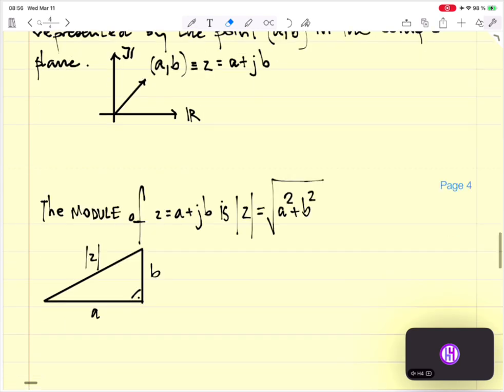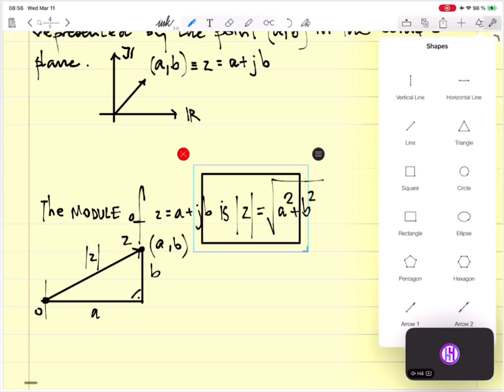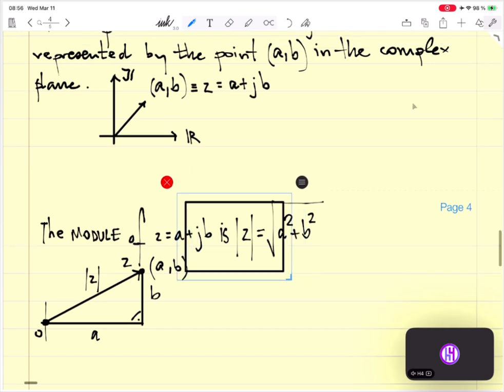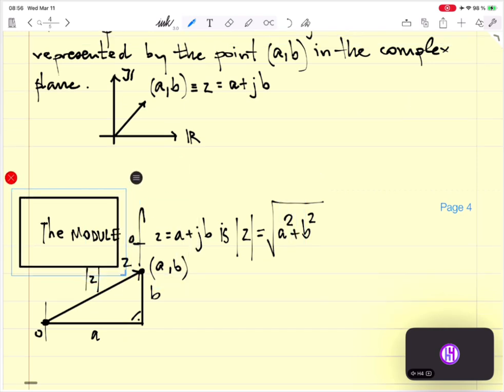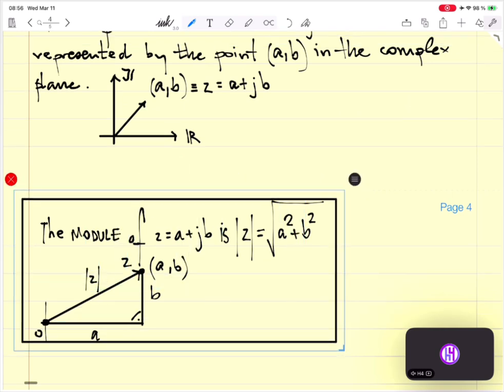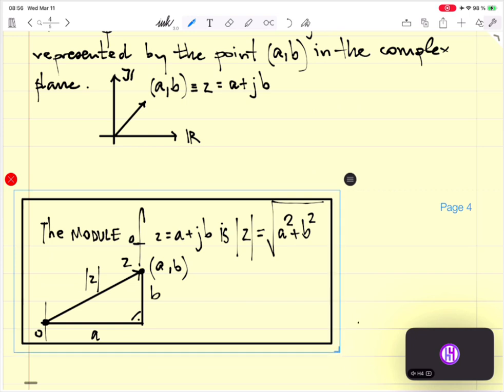So this is the module. So the module is actually the distance between 2 points. So if this is Z, this is the origin, this is our point AB, okay? So the module is just the distance between the two. Good, probably not new to you, but make sure we are assuming here that the world is flat.